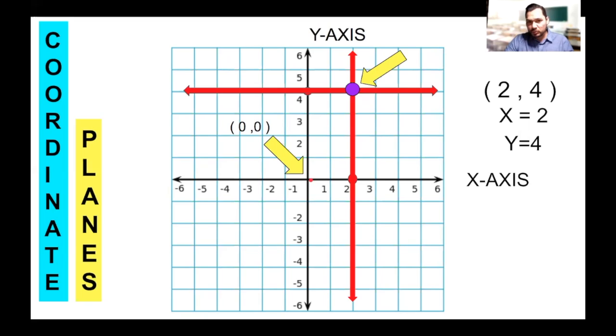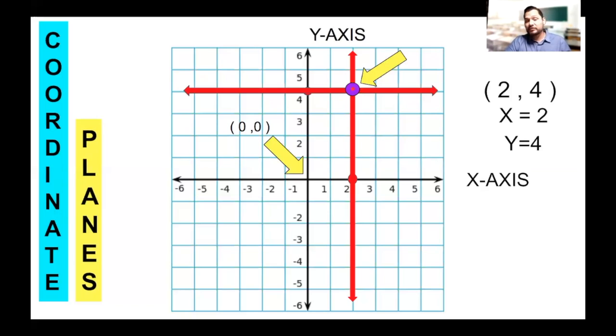Now, to help you with an even simpler and more intuitive way to graph that point, we start at our point of origin, and our x tells us how many units to move in the x direction, and in this case, 2. 1, 2. Our y tells us how many units to move in the y direction. In this case it is 4. 1, 2, 3, 4.